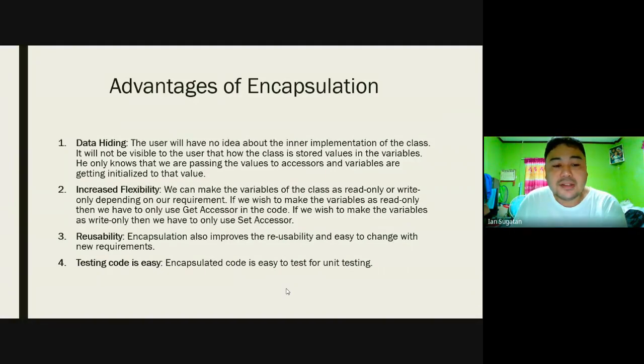Number 2 is increased flexibility. So we can make the variable of the class as read-only or write-only depending on your requirement. If you wish to make the variables read-only, then we have to use only the get accessor in the code. If we wish to make the variables write-only, then we have to use the set accessor.